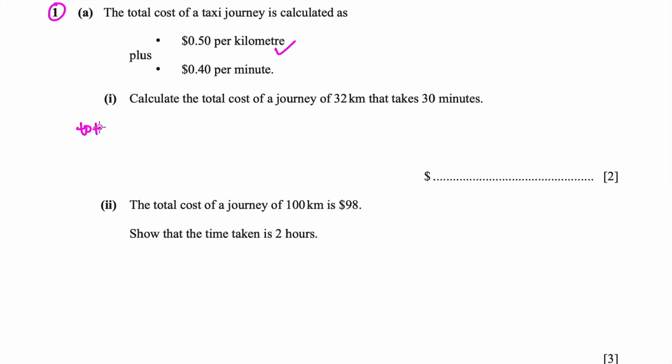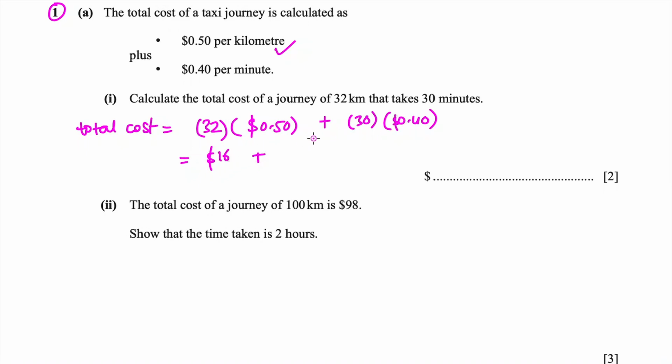So the total cost would be equal to the distance traveled, which is 32 kilometers, into the cost per kilometer, 0.50, plus the time taken, 30 minutes, into 0.40. And 32 into 0.5 is $16, and 30 into 0.4 is $12. So the total amount that I am paying for this taxi journey is $28.